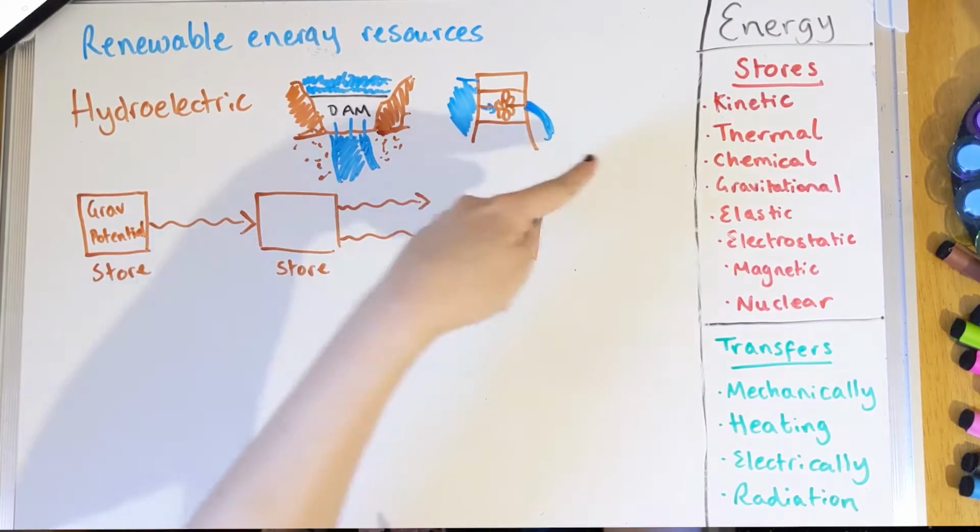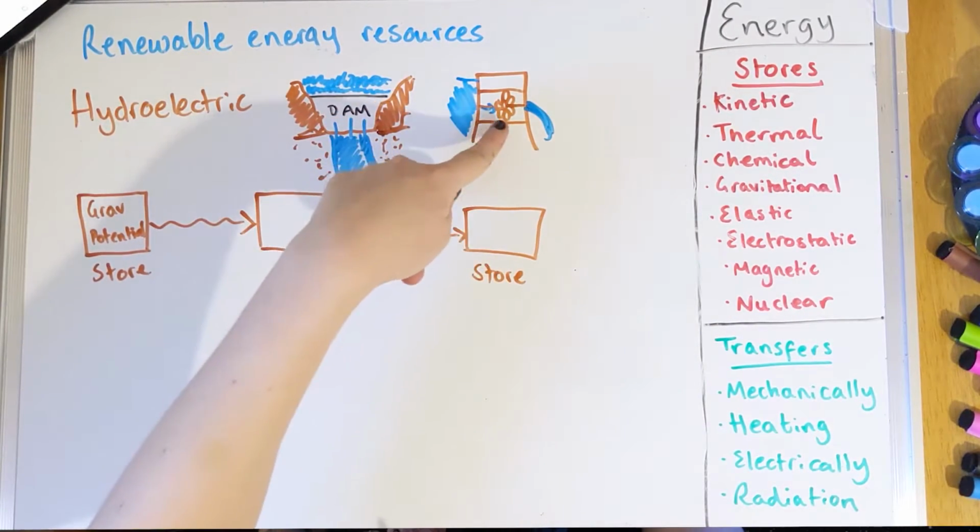When that's let through the dam and into the turbines, it's going to transfer energy mechanically and fill up that kinetic store so the turbine blade can spin.